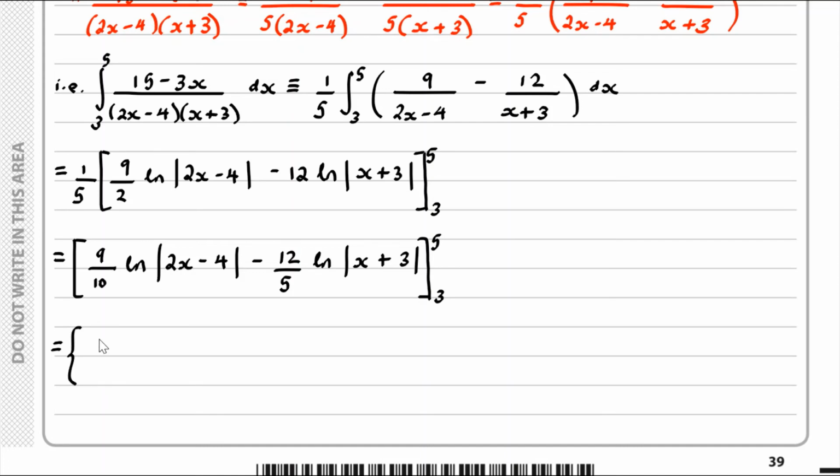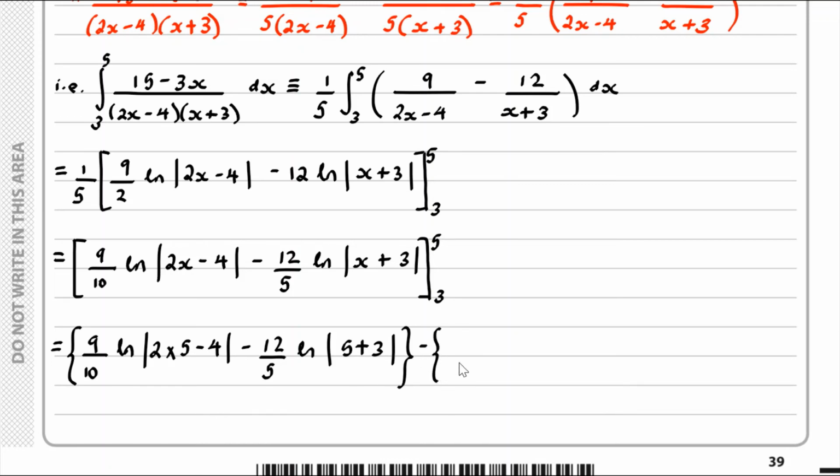So for our upper limit, we have 9 over 10 times the natural log of 2 times 5 minus 4 minus 12 over 5 times the natural log of the mod of 5 plus 3. For our lower limit, we have 9 over 10 times the natural log of 2 times 3 minus 4 minus 12 over 5 times the natural log of 3 plus 3.